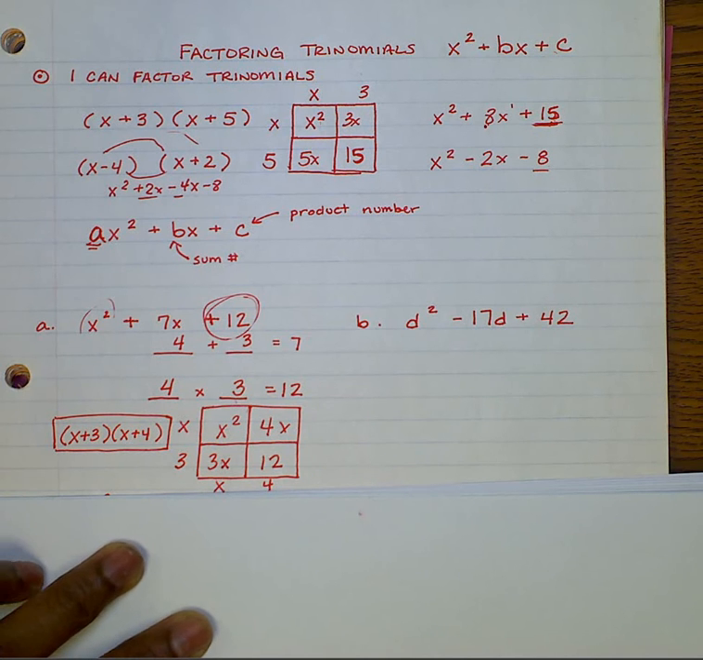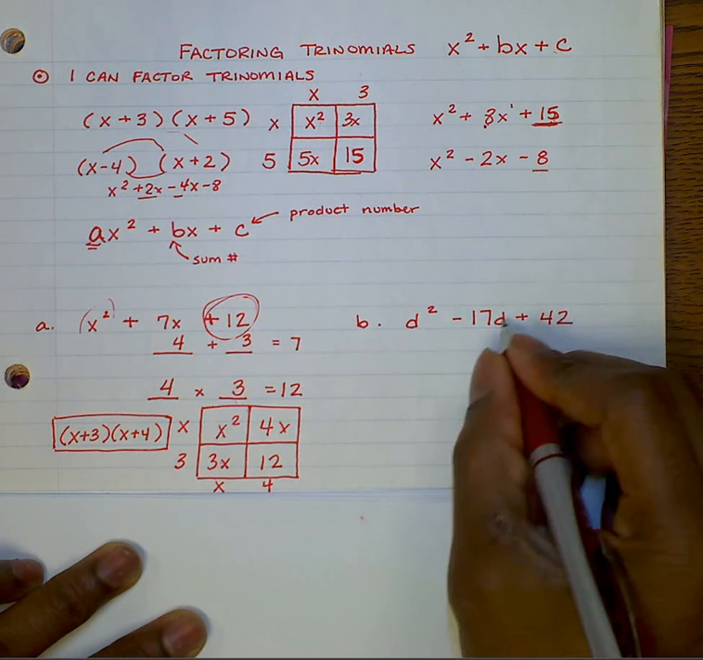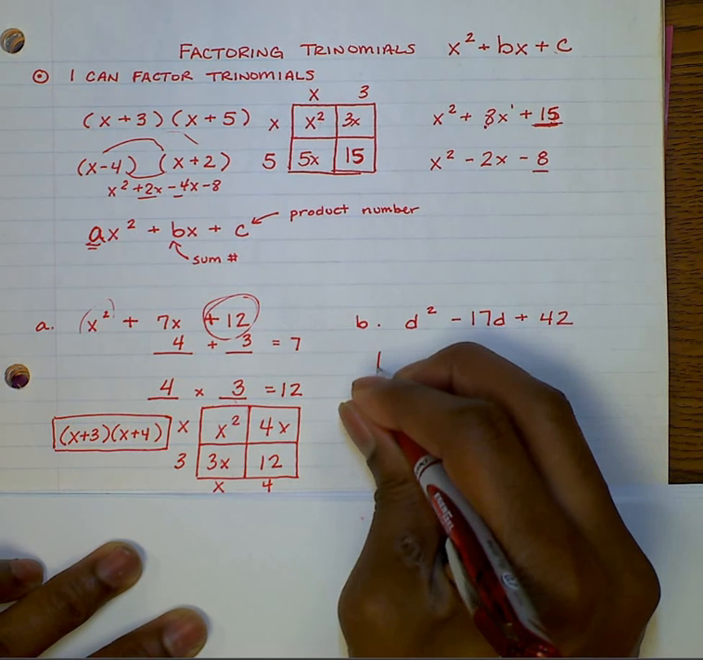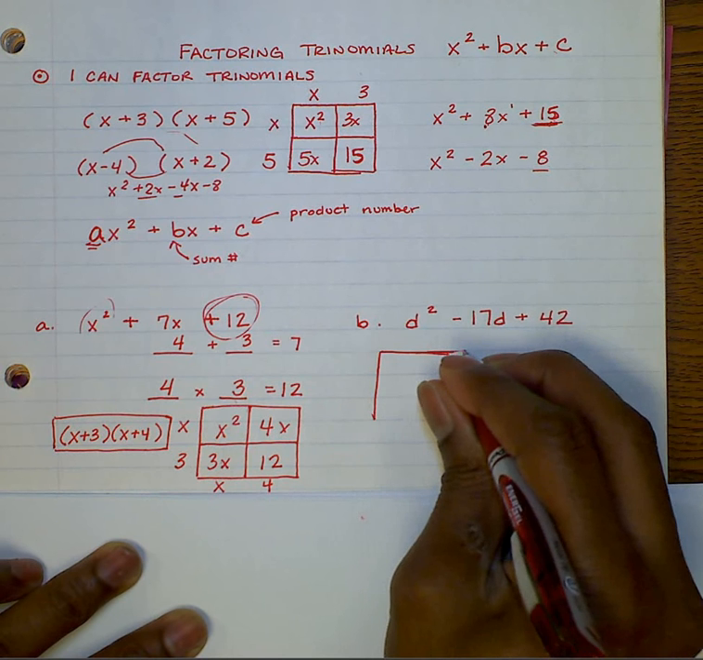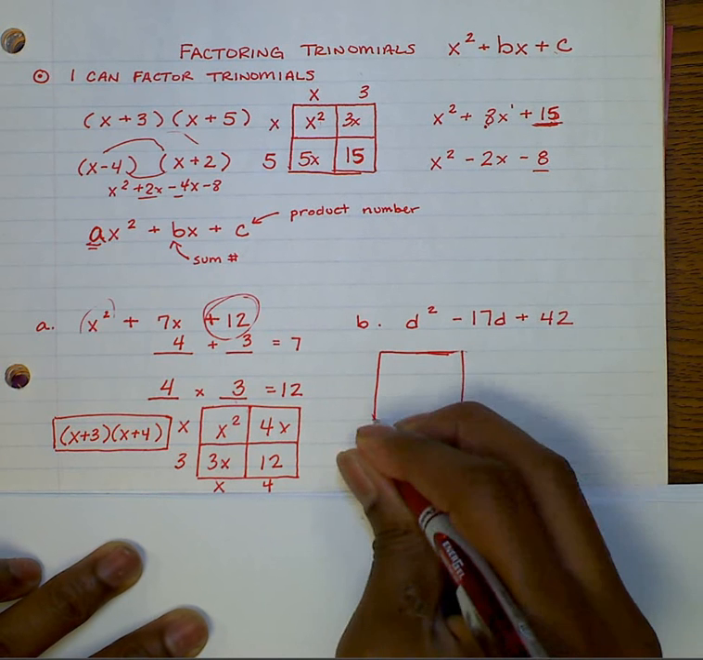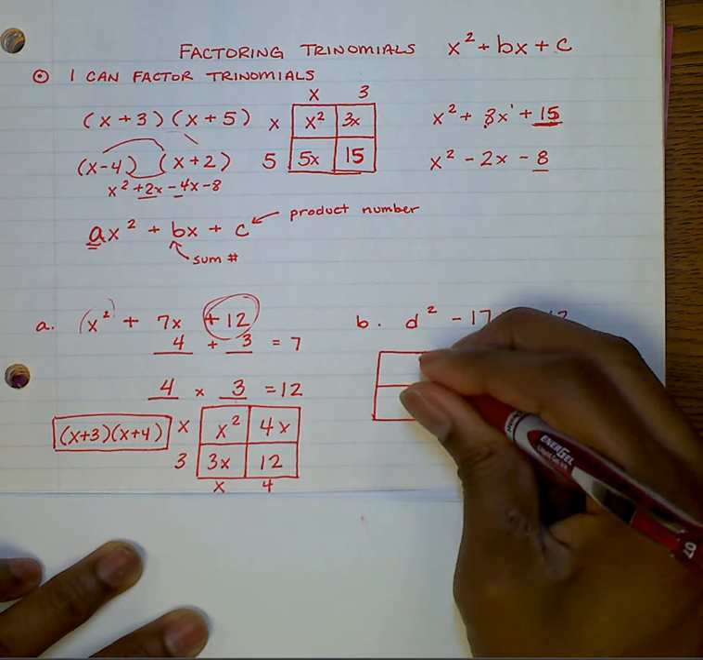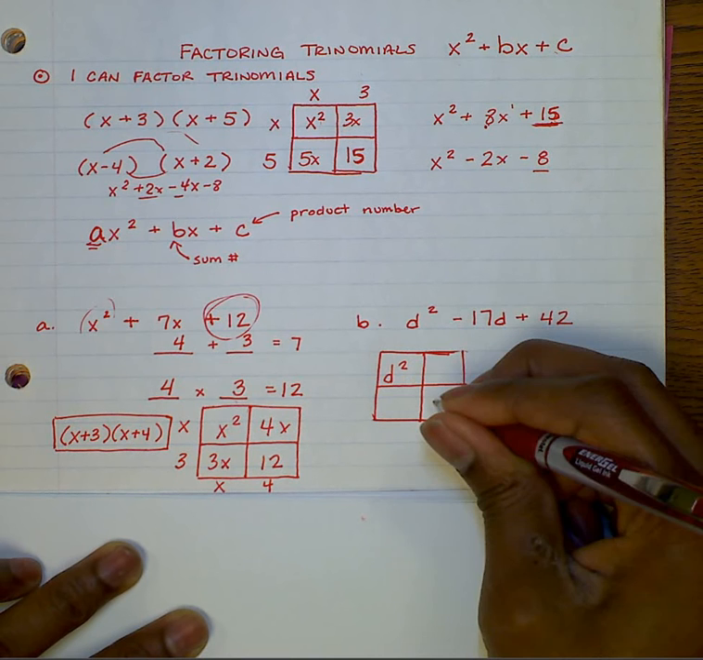Alright, let's look at it again. Alright, for B, this is our sum number. I'm trying to find, actually let me populate this box first. That's usually what happens. Okay, so I've got this box. I already know two things that are going to be inside this box. I already know that d squared is going to be in this top one. I already know that 42 is going to be in this bottom right box.